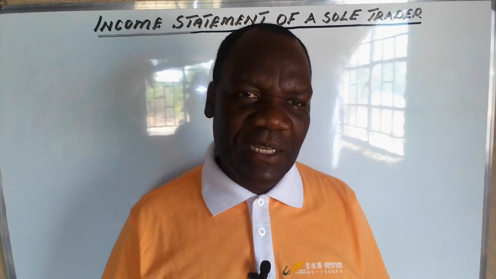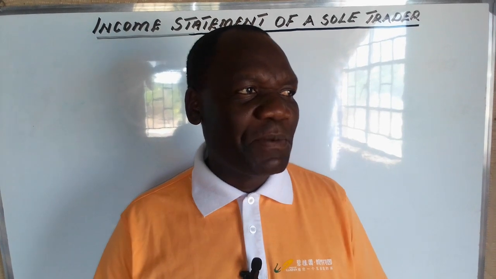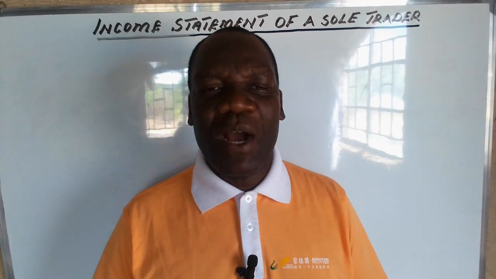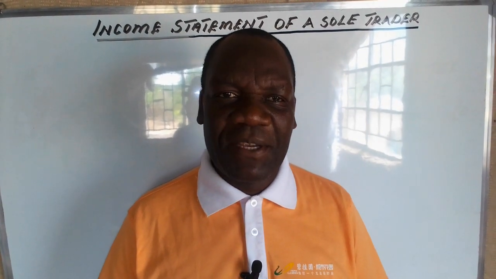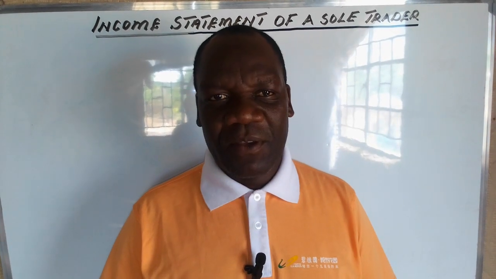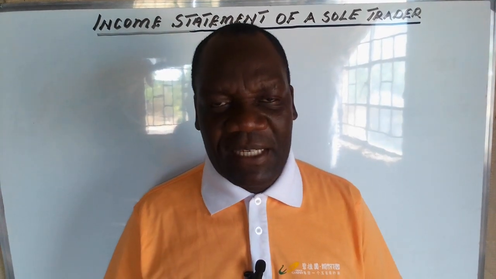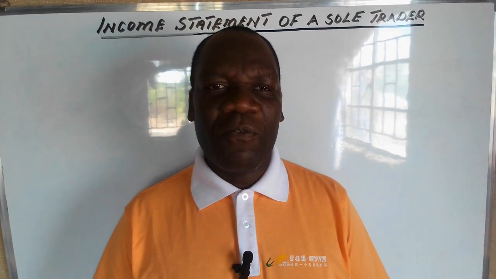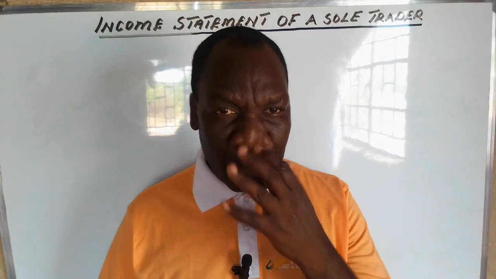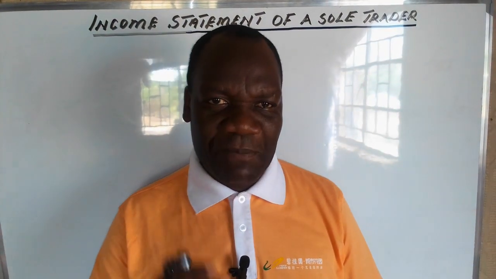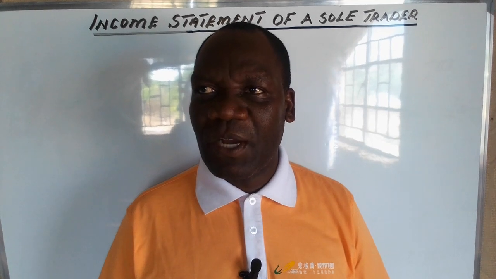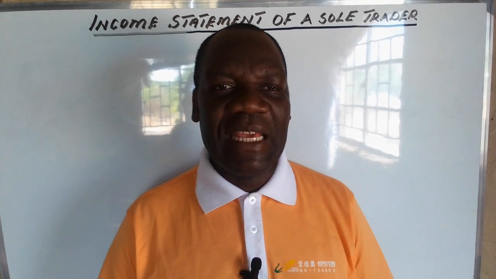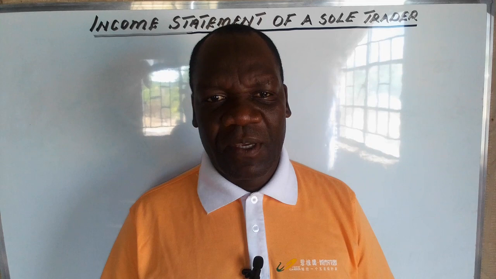An income statement is a statement that is prepared in order to ascertain the profitability of your company, to ascertain the profitability of your undertakings, business undertaking, ascertain the profitability of your carpentry shop. So what we are going to look at, this is part one. We are going to look at the format of an income statement.